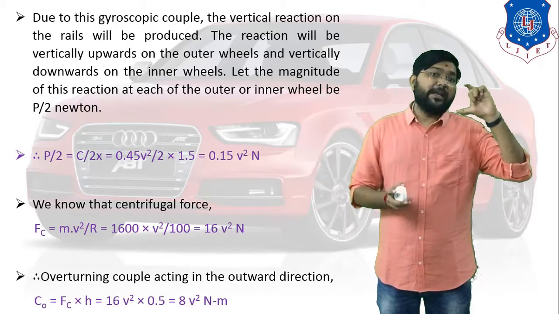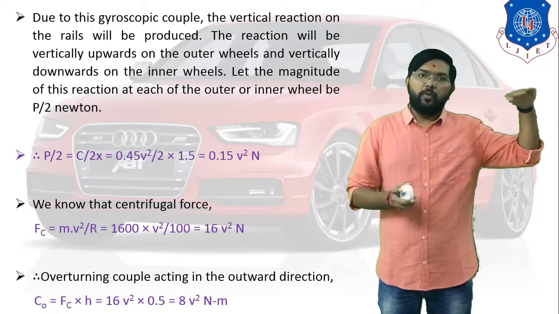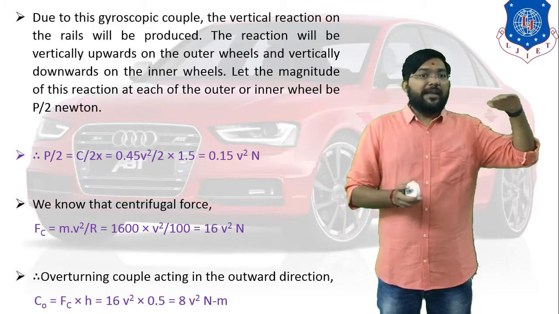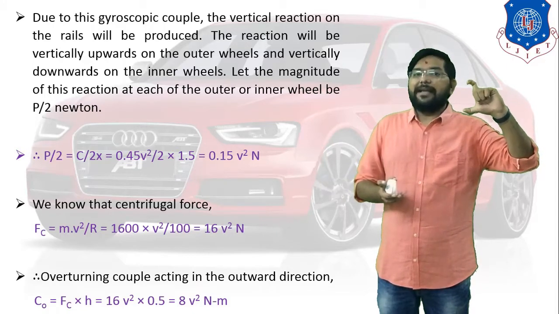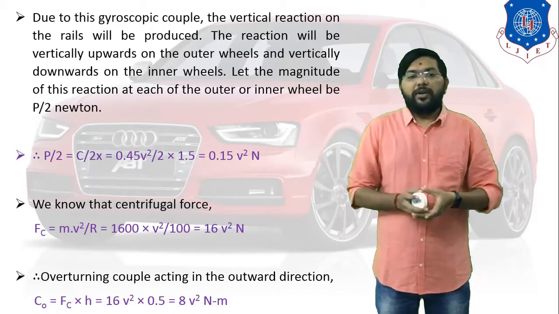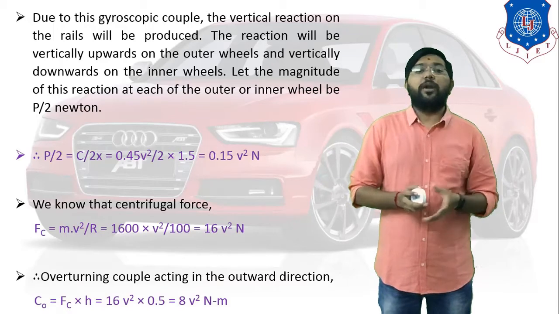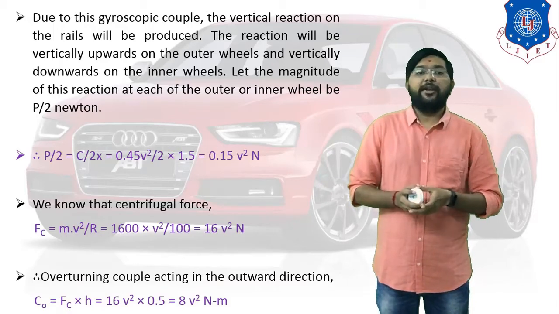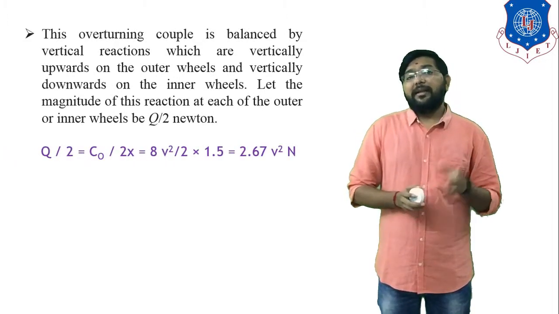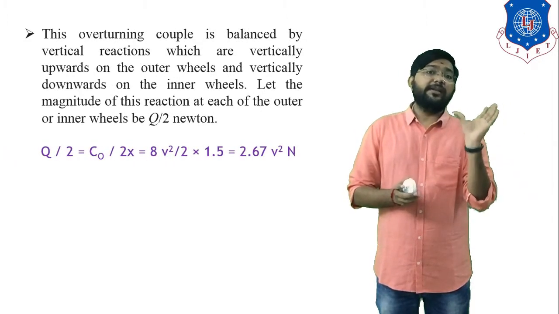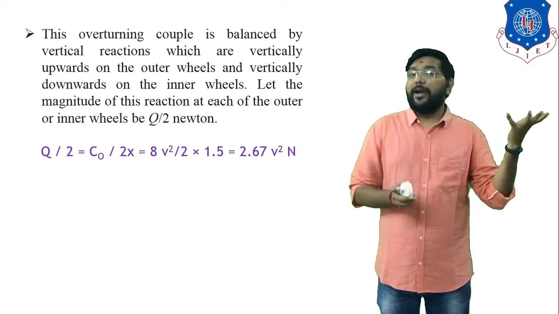Now x is a perpendicular distance. Centrifugal force acts outward, and it acts from the CG. The distance from the CG towards the surface is h. So put this value over here and you get the answer for the overturning couple, that is 8v square Newton into meter.